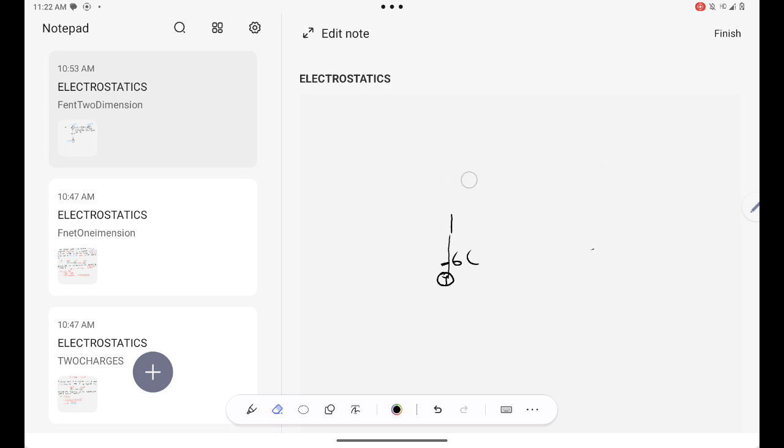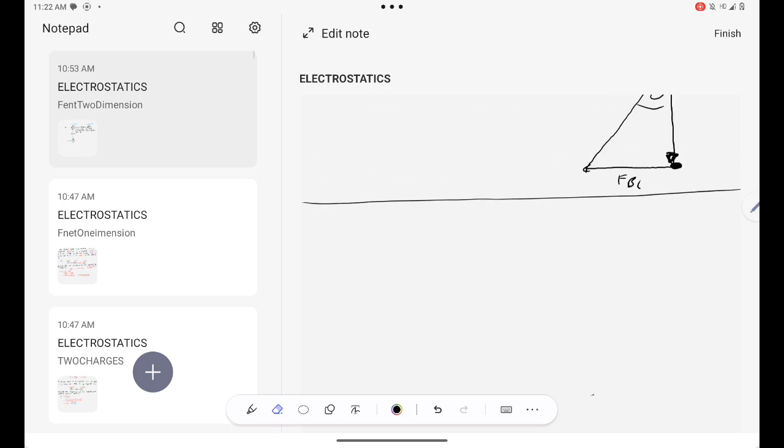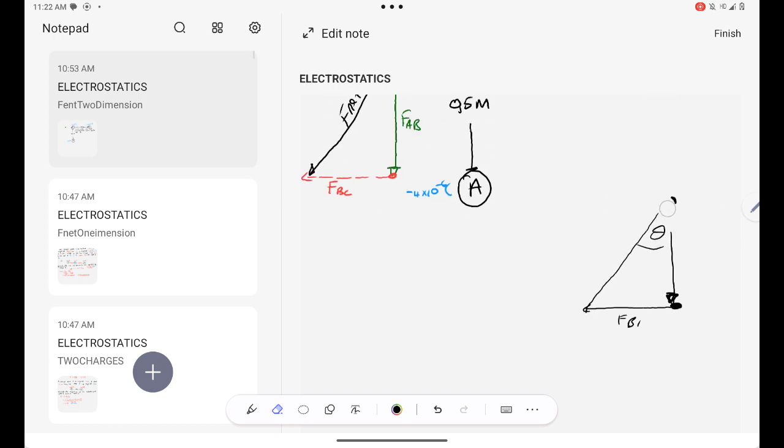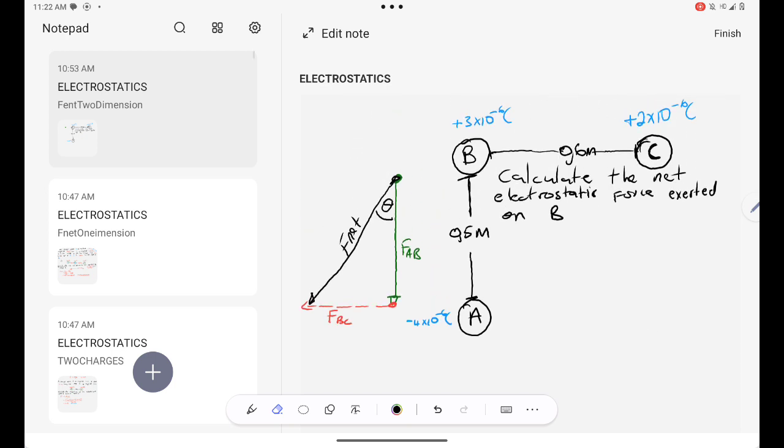Okay, let's go back to our question. Now they want us to calculate the net resultant force. For us to find the net resultant force, we can see that we have a right angle triangle over there.